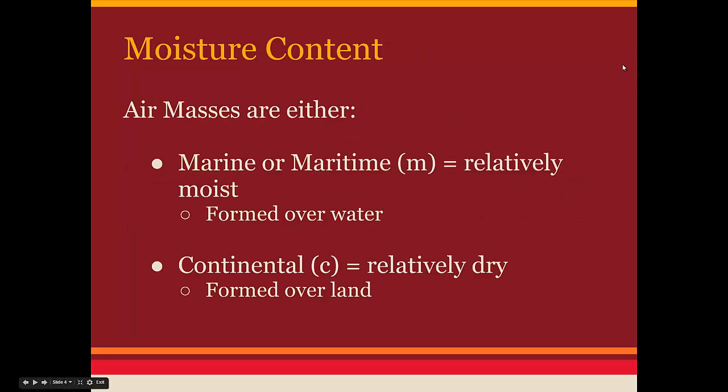So the first quality that we look at in an air mass is moisture content. Air masses are either marine or maritime, either one, represented by a little m, which means they're relatively moist and they formed over water. Or they're continental, meaning they're dry. They don't have a lot of moisture content, meaning they formed over land.